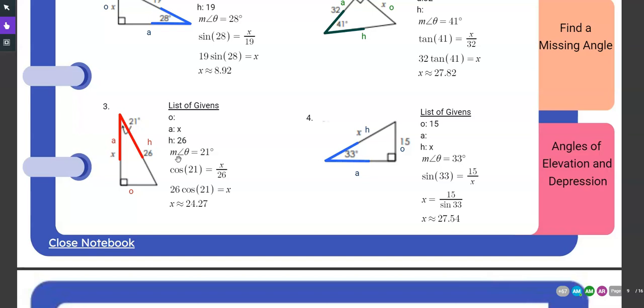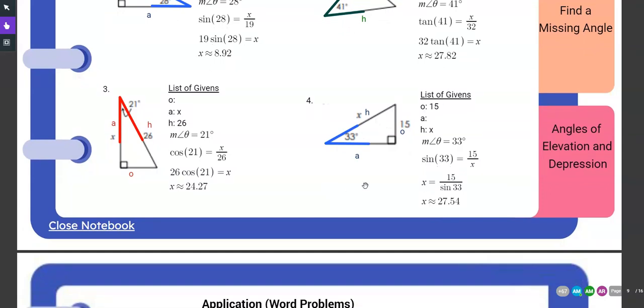C, cosine 21 is equal to x over 26. Multiply both sides by 26 to get 26 cosine 21. And we get x is approximately 24.27. You can run this portion through any scientific calculator.